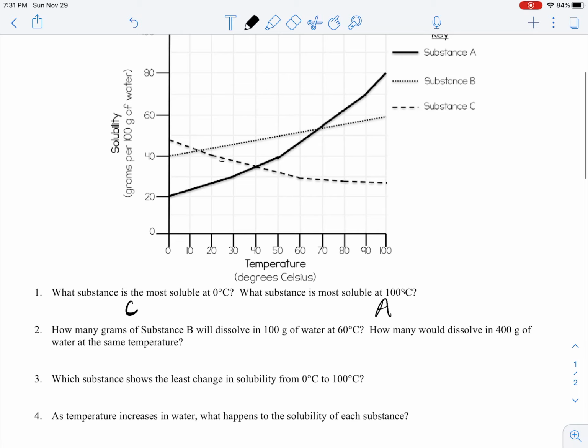So how many grams of substance B will dissolve in 100 grams of water at 60 degrees Celsius? Basically the 100 grams of water is covered over here. You're really not worried about that. You're really just worried about this 60 degrees Celsius. So if we look right here, we've got 60 degrees Celsius, and we're looking for substance B, which is the dotted line. So I'm going to go 60 all the way up to where the dotted line is.